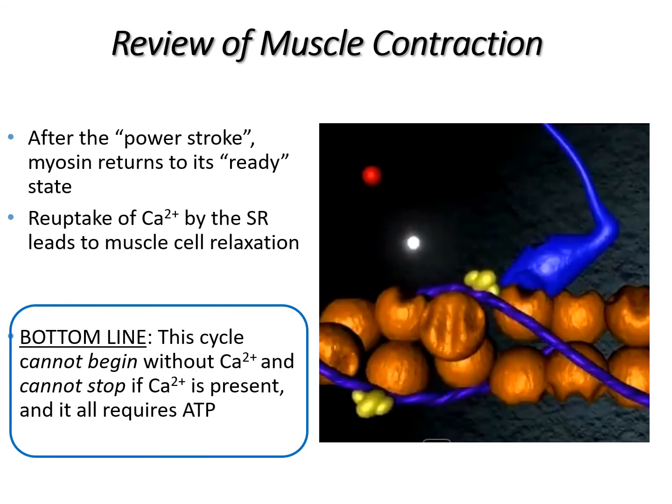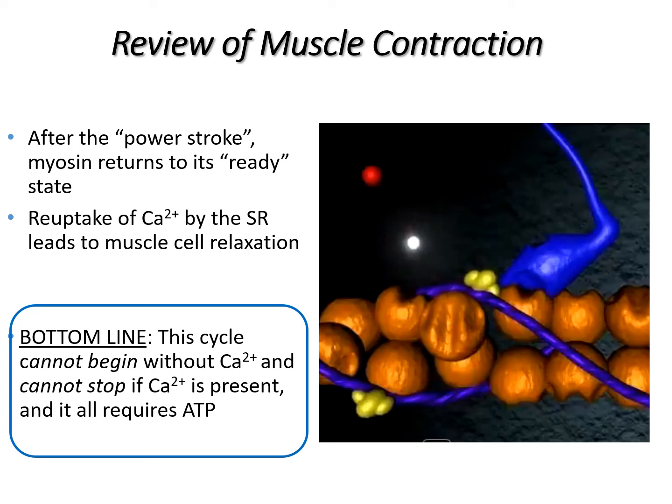Now, after the actin and the myosin do that power stroke and the filaments slide against each other, the myosin returns to its ready state, prepared for the next contraction to begin. This occurs by a reuptake of calcium back into the sarcoplasmic reticulum, and that's what causes cell relaxation. The point that I want to drive home with this is not so much that you need all the details about the actin and the myosin sliding against each other.